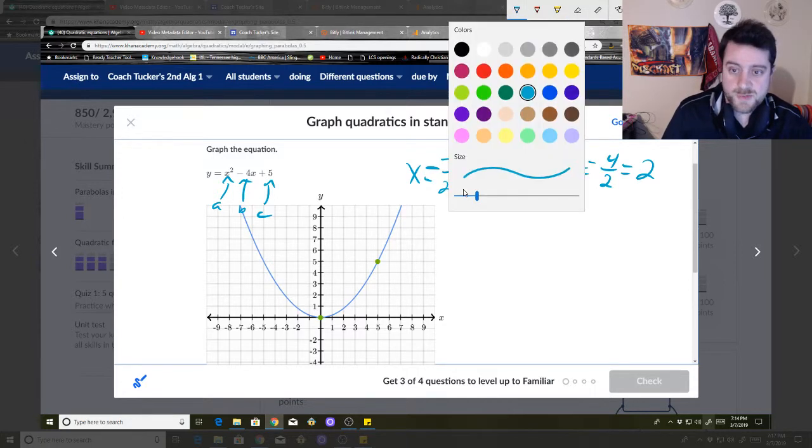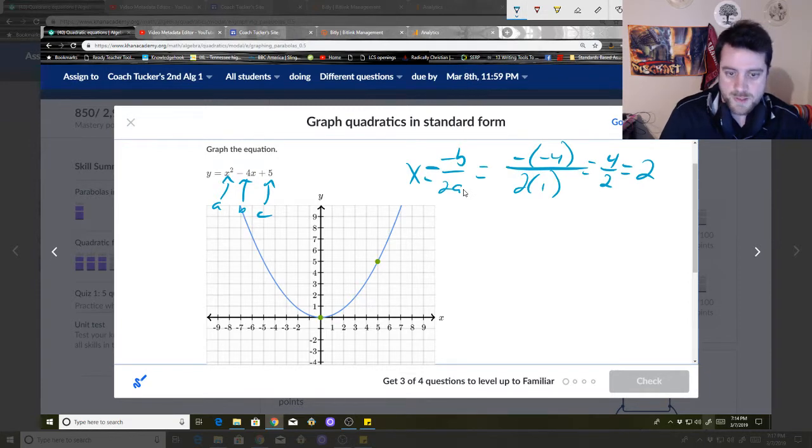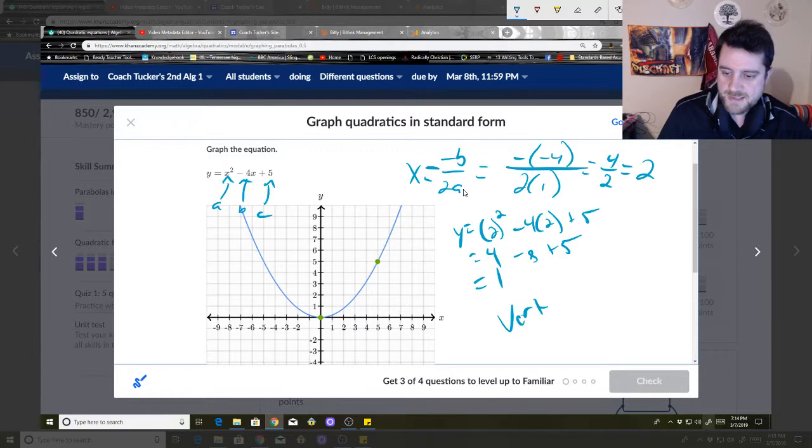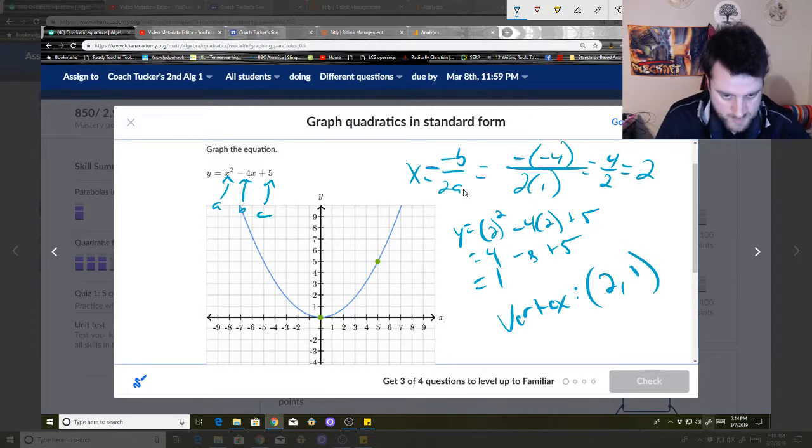Now that I know my axis of symmetry, go back and plug it in. So look here. We have y equals x, which is 2. So 2 squared minus 4 times 2 plus 5. 2 squared is 4, minus 8, plus 5. 4 minus 8 is negative 4, plus 5 is 1. So my vertex is 2, comma, 1. So 2, 1, right there. There's my vertex. That's the first key piece of information.